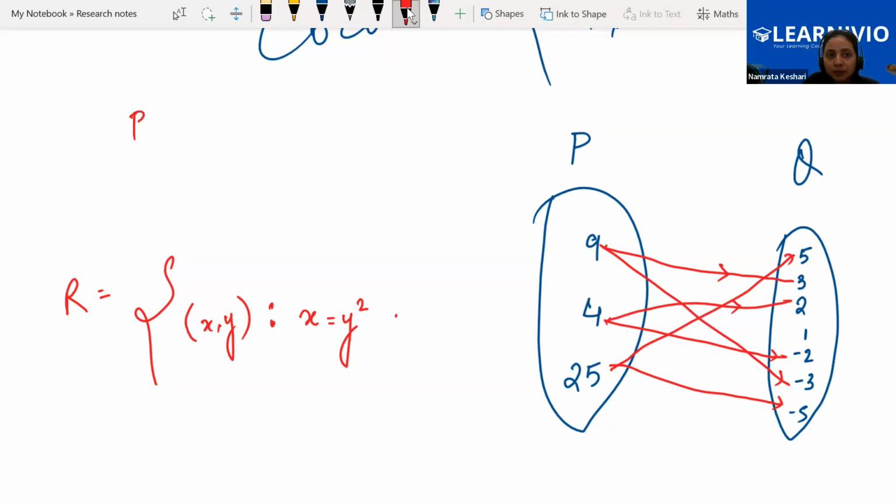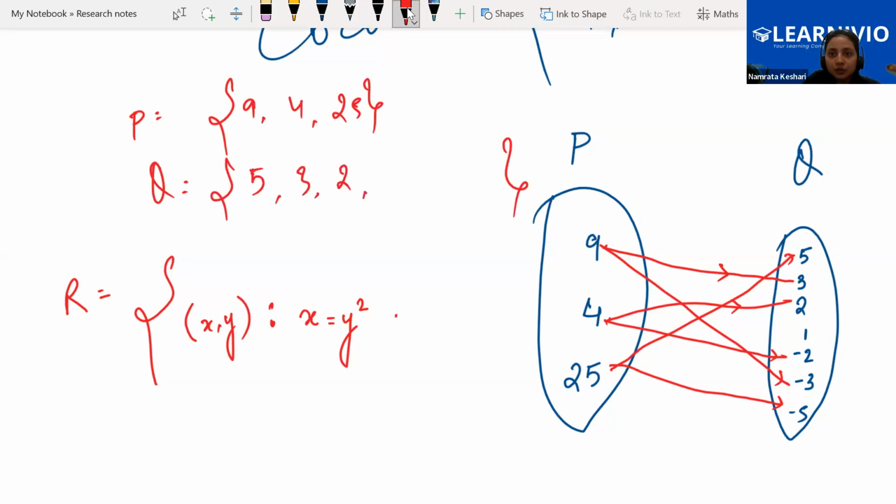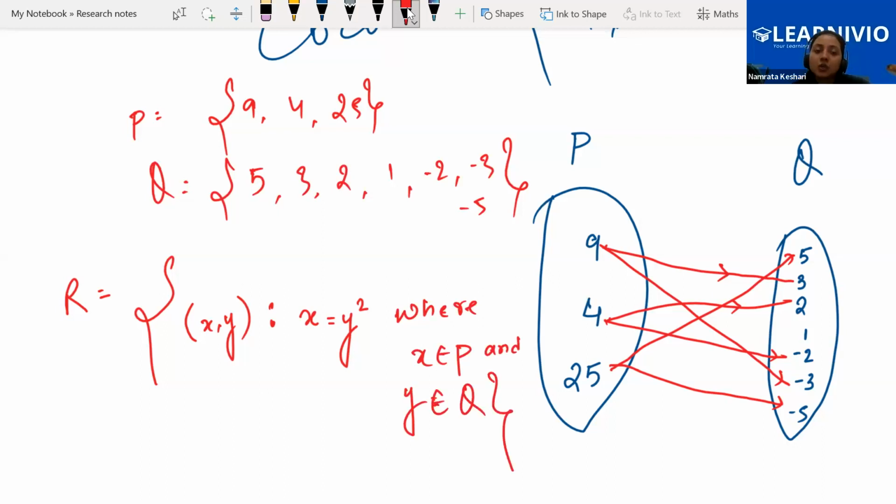Now we can write set P is 9, 4, 25. And set Q, the elements of set Q, are 5, 3, 2, 1, -2, -3, -5, where x belongs to the first set and y belongs to the second set. And this is called a well defined set. The relation which we have written is also a set, and this is how we have written it in set builder form.